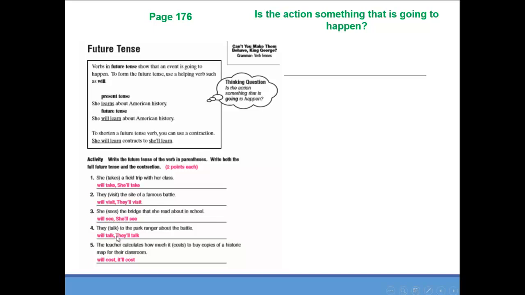They talk to the park ranger about the battle, so it's going to be they will talk, and the contraction will be they'll talk. The teacher calculates how much it costs to buy copies of a historic map for their classroom, so the verb is going to be how much it will cost, and the contraction will be it'll cost.